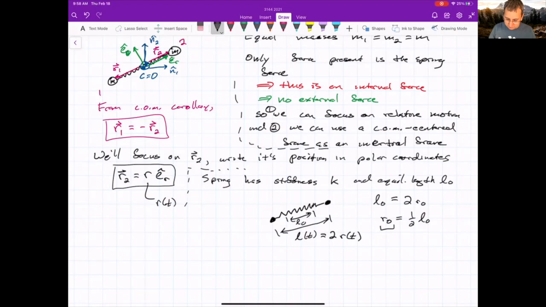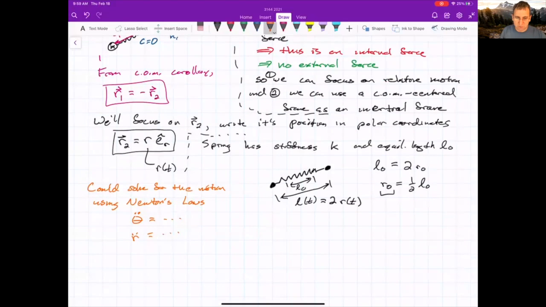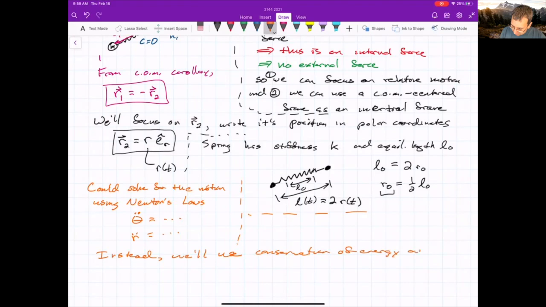So one of the things that we're going to be doing in this problem, I say we could solve for motion using Newton's laws. And that would give us, at the end of the day, theta double dot equals something, r double dot equals something. It's complicated, but we don't actually have to use Newton's laws. So instead, we'll use conservation of energy and conservation of angular momentum.